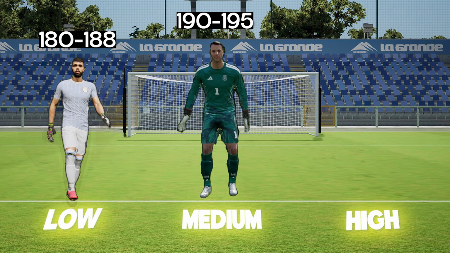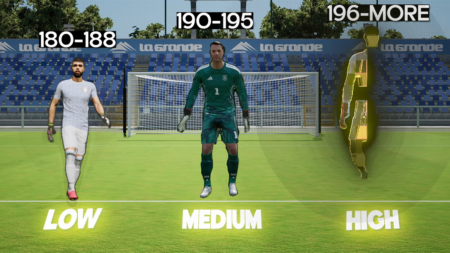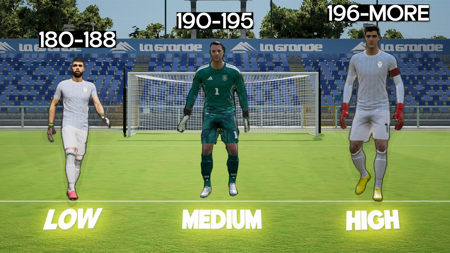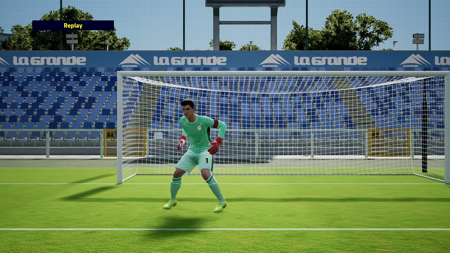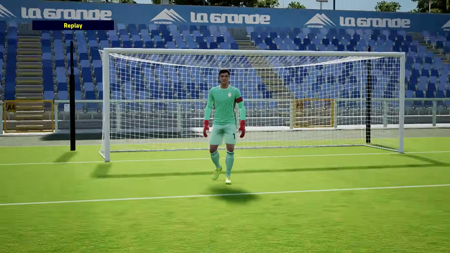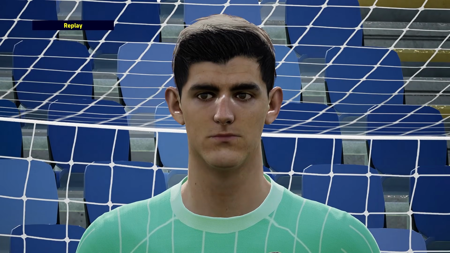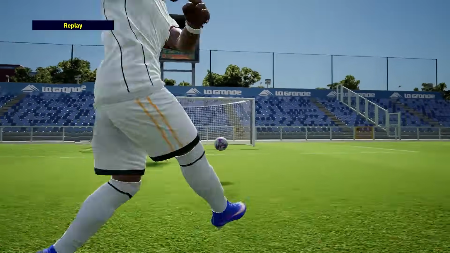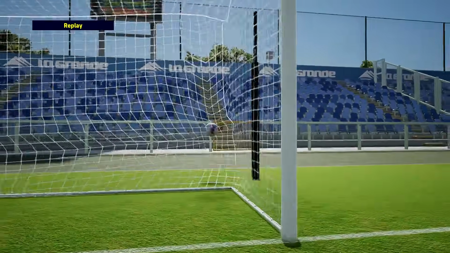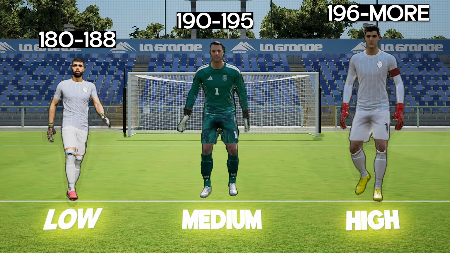Now we reach the final category, high body model goalkeepers. Height range around 196 centimeters and above. Best example, Thibaut Courtois. These GKs are basically giants. So what happens in game? They are best in corner-based saves, incredible in blitz defense because their body naturally covers so much space. But now comes the weaknesses. Slower reaction, low reach saves become harder, close range shots become harder. Now you understand the body types and their weaknesses.